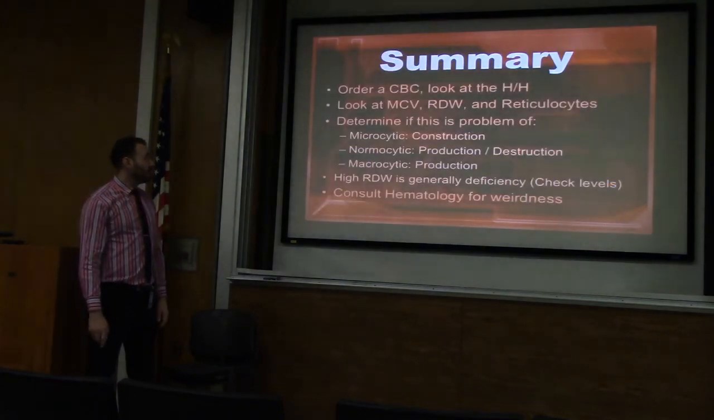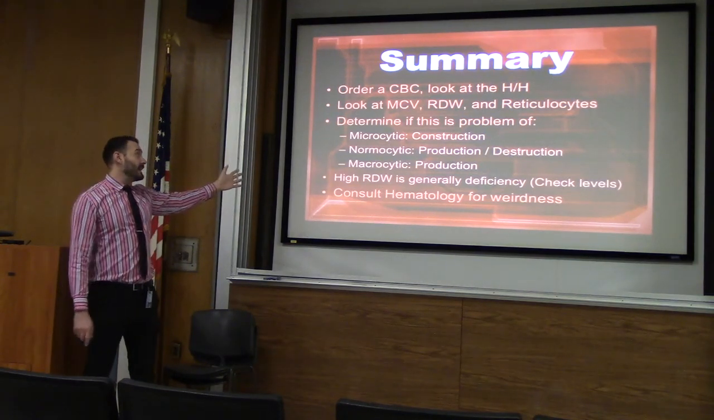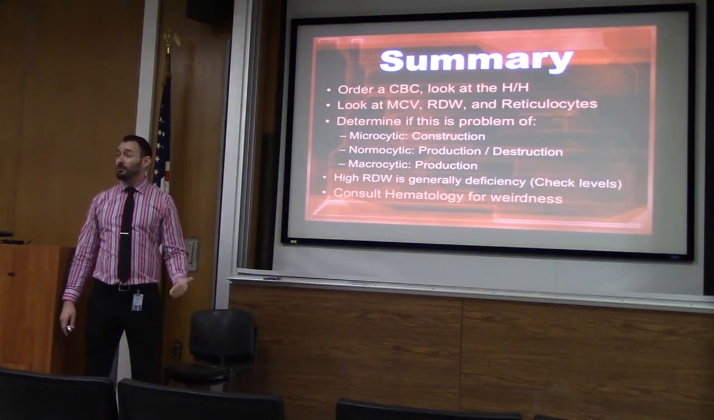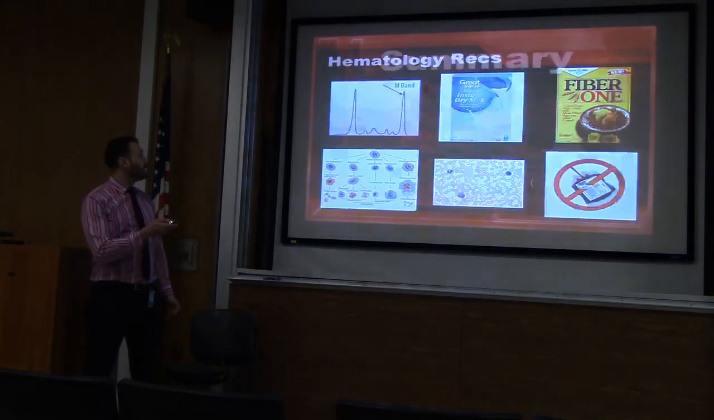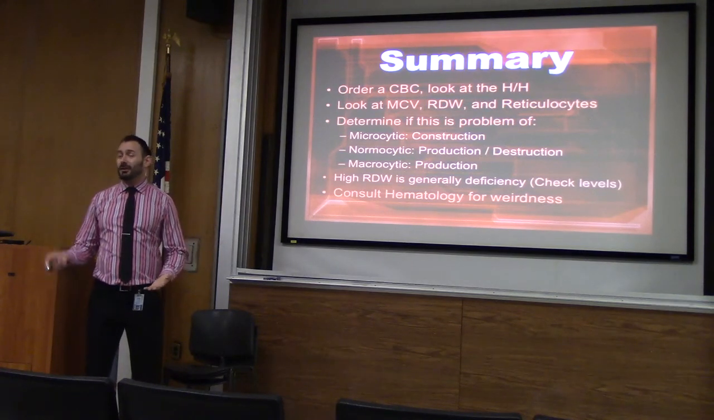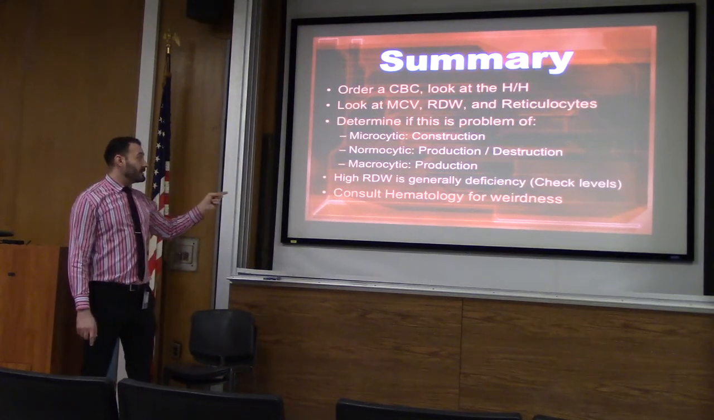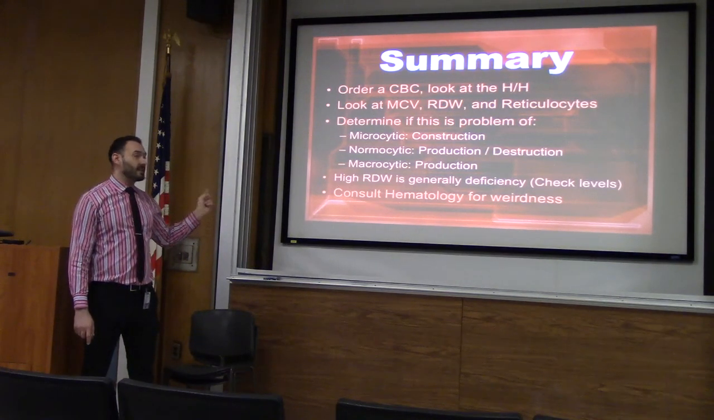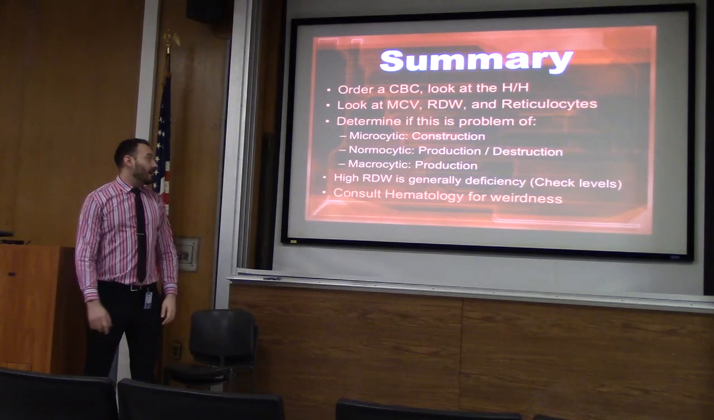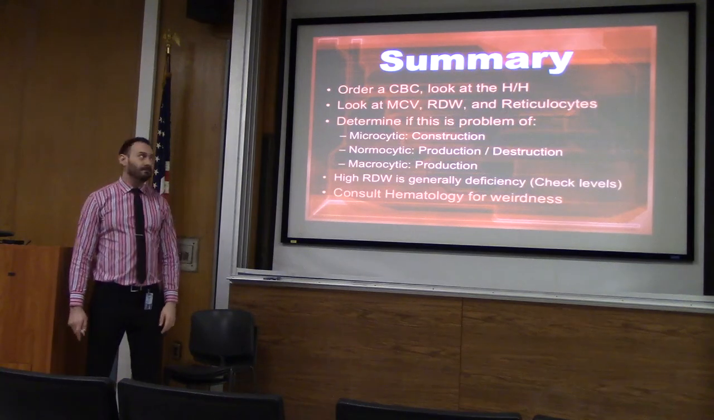So, in summary, order a CBC and look at the H&H. If the patient is anemic, look at the MCV, the RDW, and the reticulocytes. Determine if this is a microcytic anemia, which is typically a problem of the construction of the red blood cells, like the thalassemias, or if this is a normocytic anemia, which is either a problem with production or destruction, or if this is a macrocytic anemia, which is almost always a problem of production of red blood cells. If the RDW is high, it's typically some sort of deficiency, like we said. So check the levels of folate, B12, and consult hematology if you encounter any weirdness that you're not able to explain otherwise.